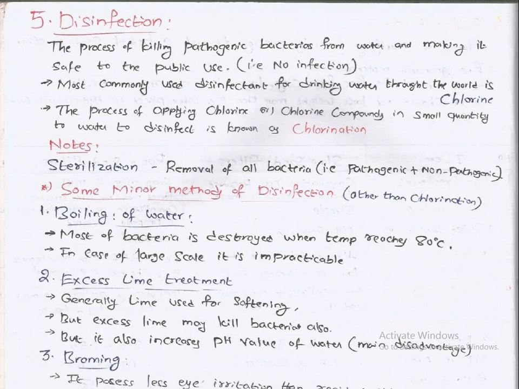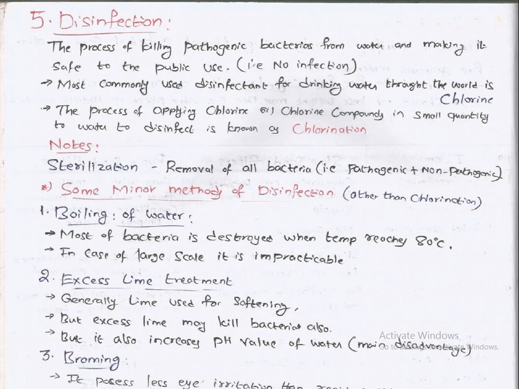Some minor methods of disinfection other than chlorination are: boiling of water. Most bacteria are destroyed at a temperature of 80 degrees centigrade. In case of large scale, it's impracticable to boil water. Excess of lime treatment. Generally, lime is used for softening, but excess of lime may kill bacteria also. But it also increases the pH value of water. Main disadvantage: it makes water basic due to lime.